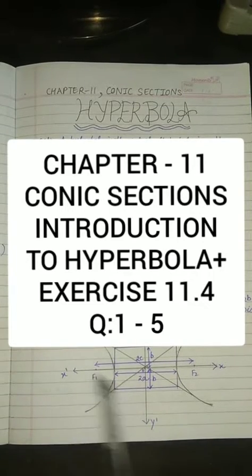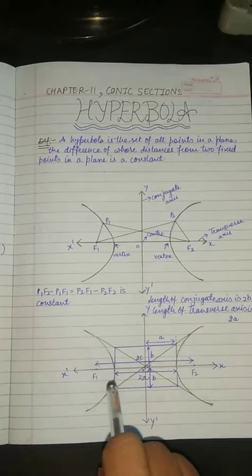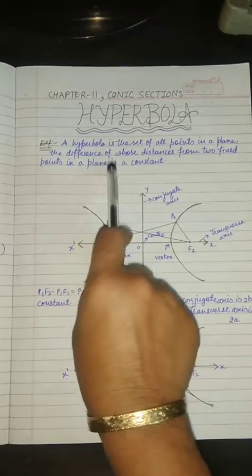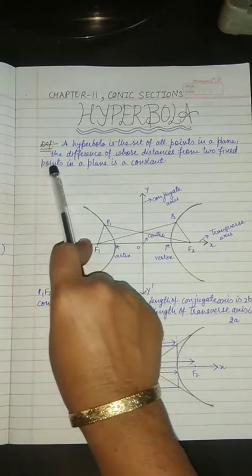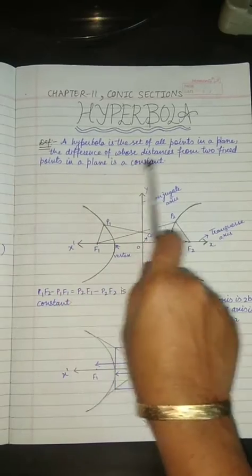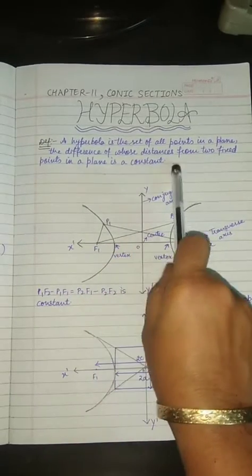Dear students, today I am going to discuss the next part of chapter 11, conic sections, that is hyperbola. Now first of all we will read the definition of hyperbola. A hyperbola is the set of all points in a plane, the difference of whose distances from two fixed points in a plane is a constant.